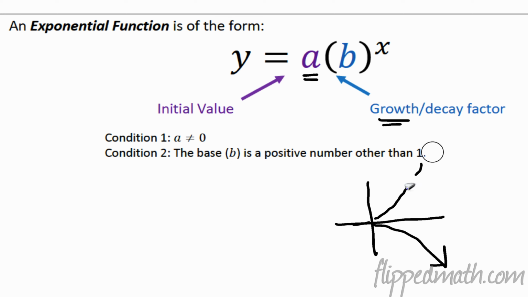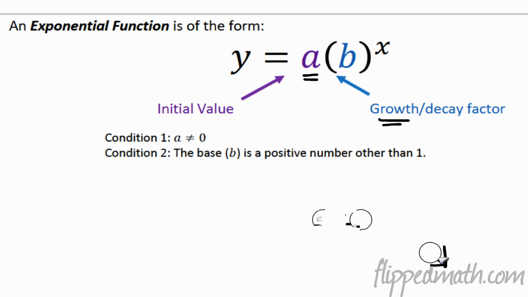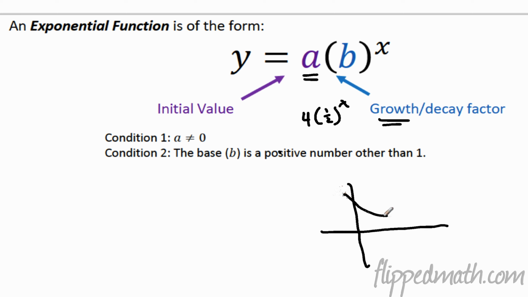All right, so what else can happen? Well, what if that base was a fraction? So let's pretend like a is equal to 4 and b is a half, and we raise that to the x power. That means we'll have 4 times a half, and then 4 times a half times a half, and then 4 times a half times a half times a half, which means that every time you multiply by a half, it gets smaller and smaller. That's going to create a function that looks kind of like this, and that's our decay. It keeps getting cut in half, gets closer and closer to 0. That's what happens when b is between 0 and 1.